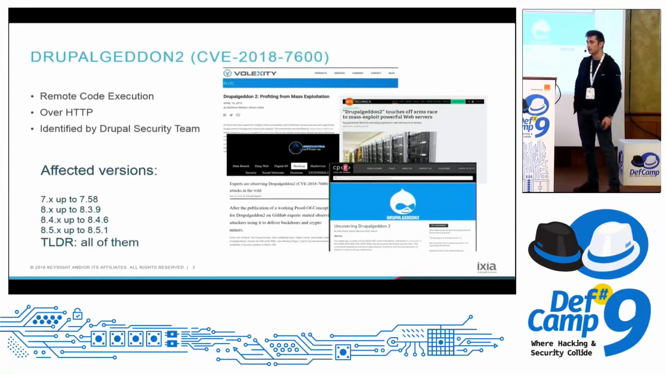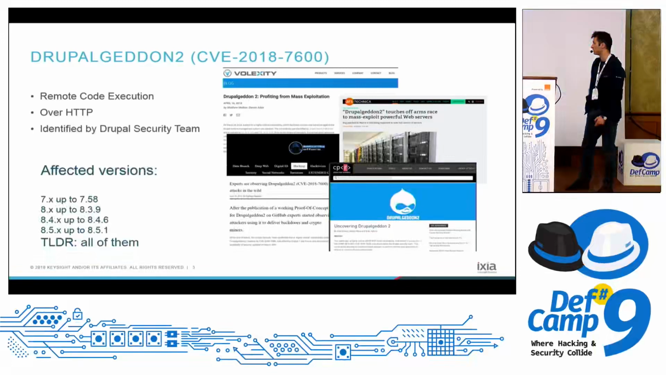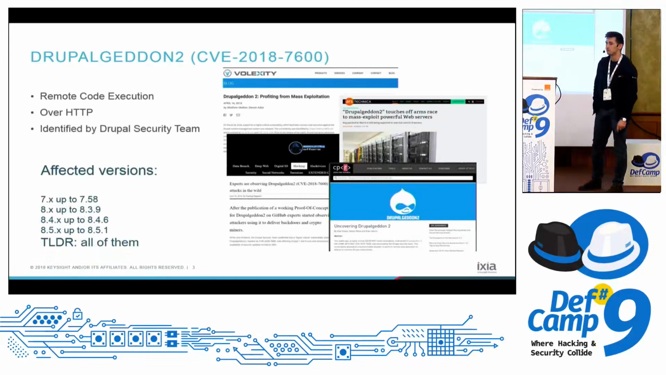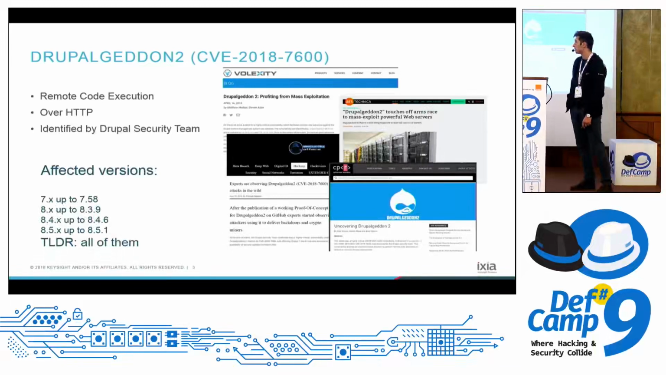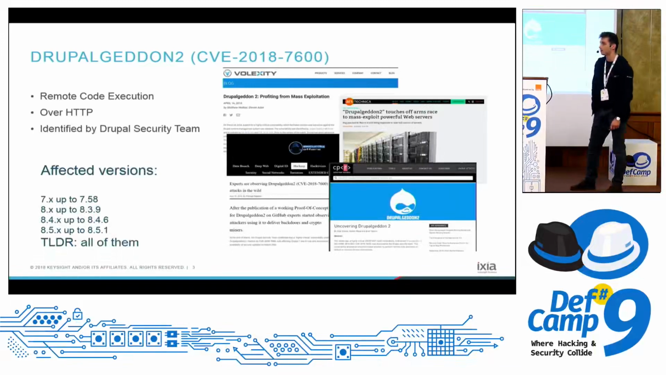You might wonder why is it called Drupalgeddon 2 instead of Drupalgeddon 1. That is because the initial vulnerability was published in 2014, and it's a SQL injection vulnerability. So the vulnerability was identified by the Drupal security team, and it made a lot of noise in the media too.